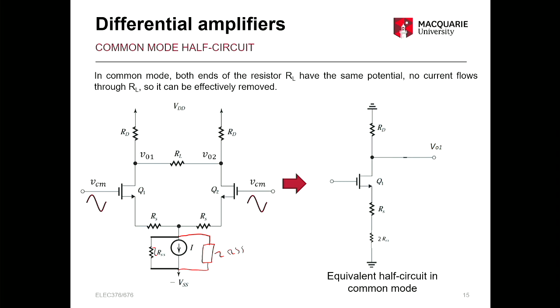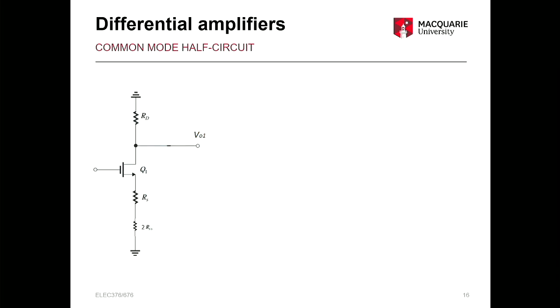And the other difference is that the load resistor doesn't appear in the half circuit. Okay, that's because for common mode these output voltages are equal, as you know, we've shown that a few times, which means there's going to be no current going through that load resistor. Okay, so it's not going to have any effect. We can ignore it. Okay, so that's our common mode half circuit for this example.